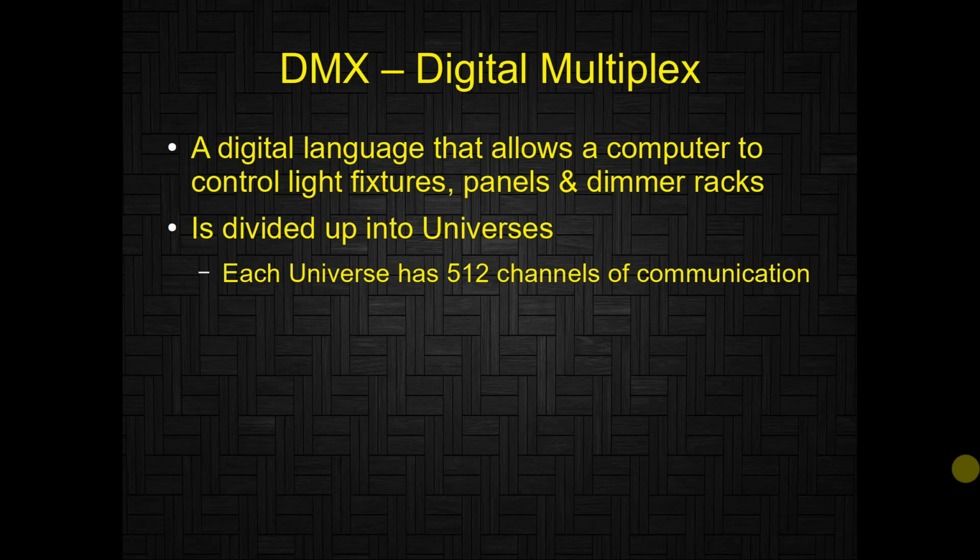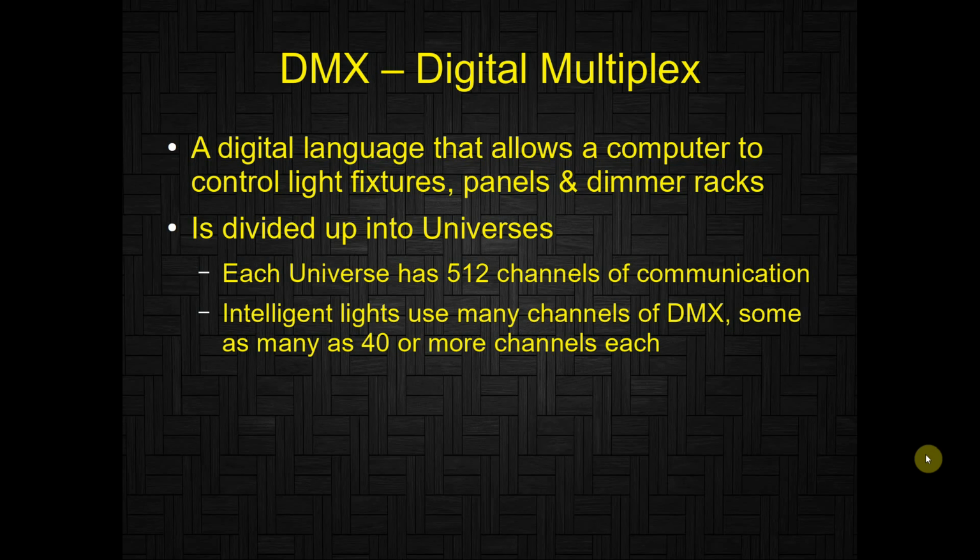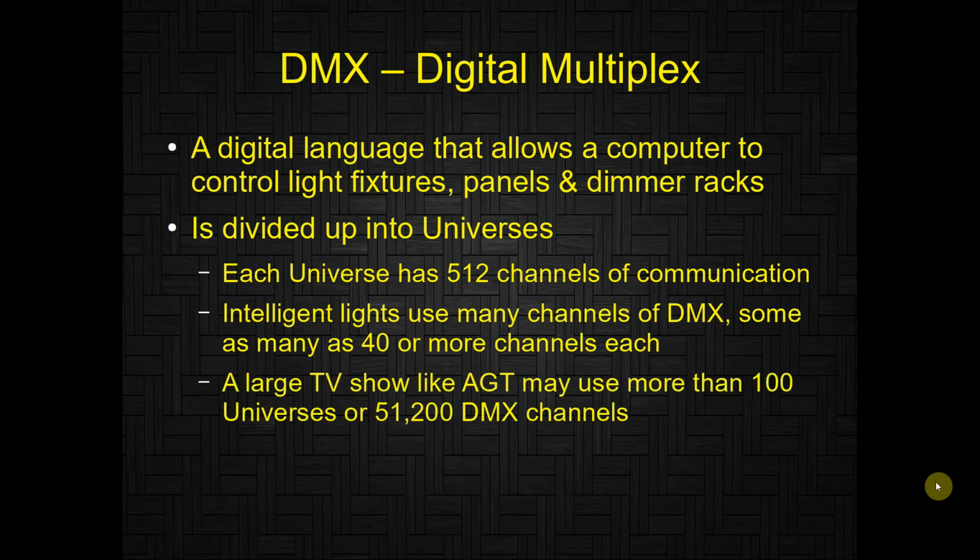So if you start using a lot of those intelligent lights, you can very quickly use up those 512 channels of communication. I mentioned that some of the intelligent lights may use up to 40 channels or more. And when you watch a large TV show like America's Got Talent, with all the lighting and the LED panels and everything they're using, they're easily using more than 100 universes of DMX, or 51,200 channels of information, if you can just imagine that.